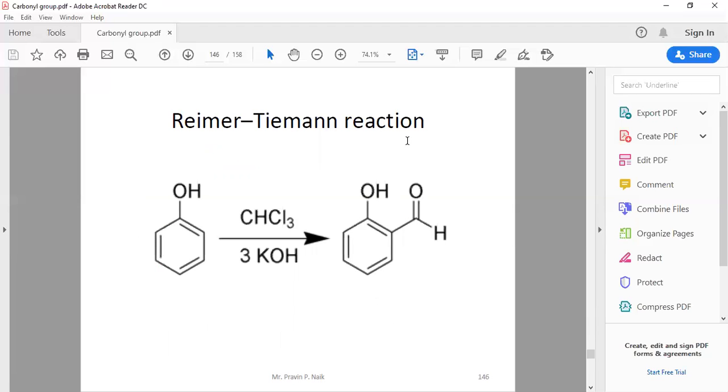Next is the Reimer-Tiemann reaction. The Reimer-Tiemann reaction is when phenols are reacted with chloroform and 3 moles of potassium hydroxide, the aromatic ring is substituted. You can see at ortho position the addition of formyl group. So orthoformylated phenol formation occurs. Very important, here you have to remember when phenols are reacted with chloroform and 3 moles of potassium hydroxide.